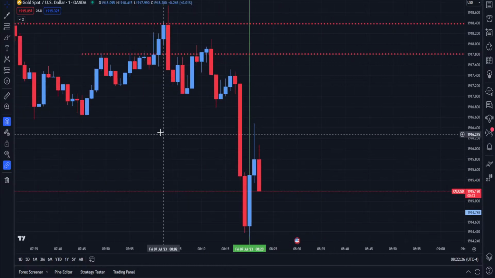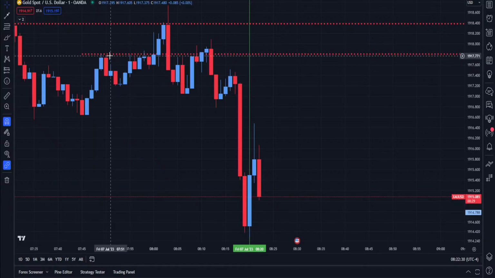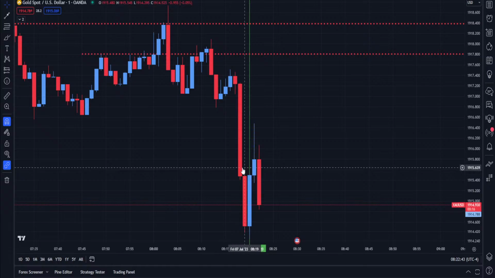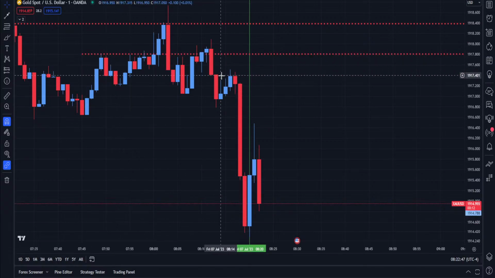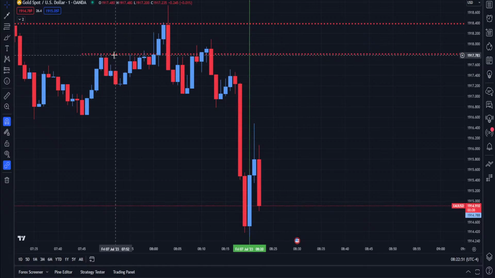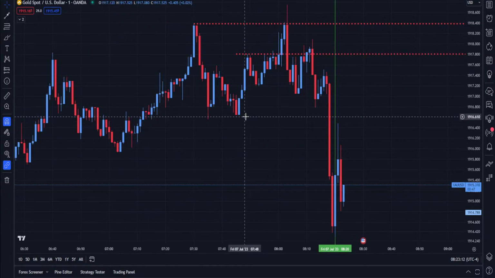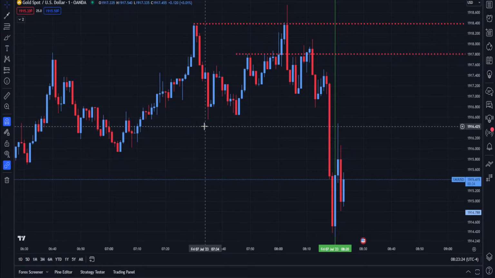Now, if I was using this high here, it was broken on the last 5-minute candle. However, if we still used it, this would have been a valid setup right now. But we're not using this one here unless it comes back up again and closes above this. We could see there's a lot of volume in gold right now. A lot of volume.